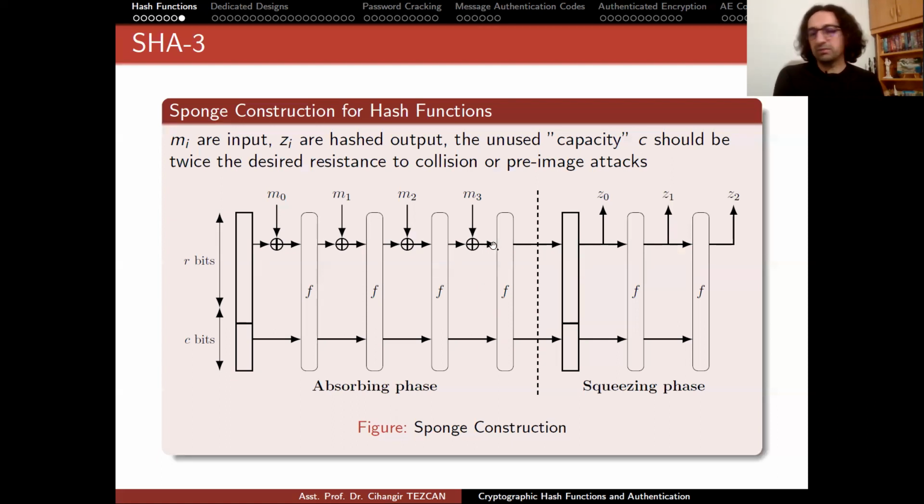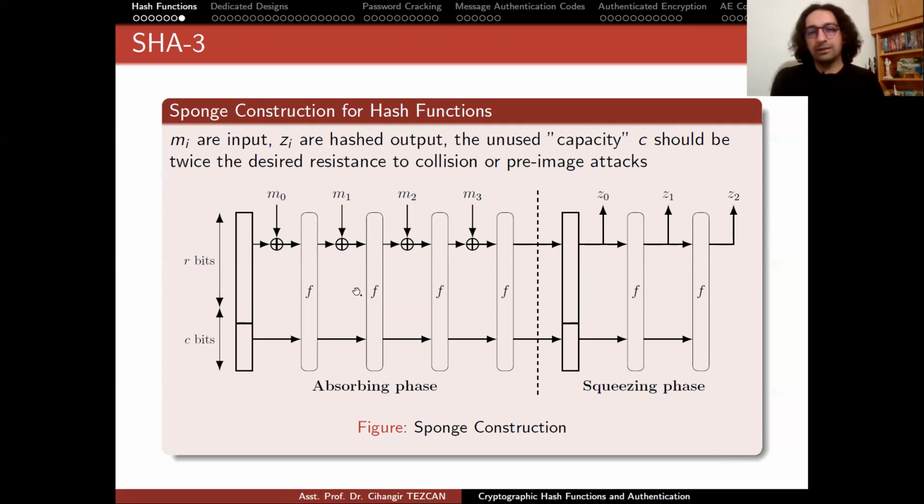When the message is finished, now what you are going to do is to provide output. First R bits are produced as the output. If you want your output to be, for instance, 3R bits, what you're going to do is to produce the first R bits, then perform the f function again and produce the next R bits, perform the f function again, and produce the next R bits. Here you just assume that we are squeezing the sponge and some water spills out, which is Z_i in this case.